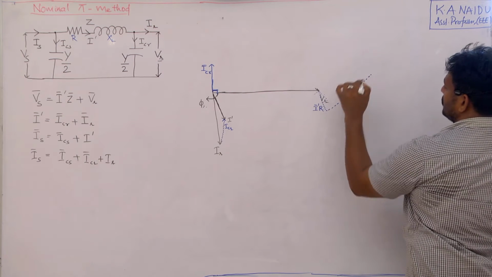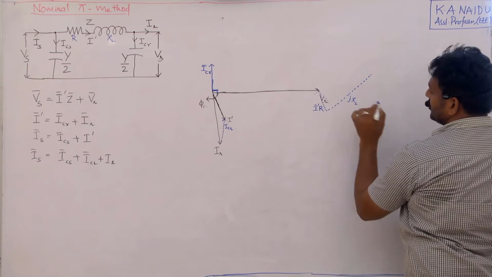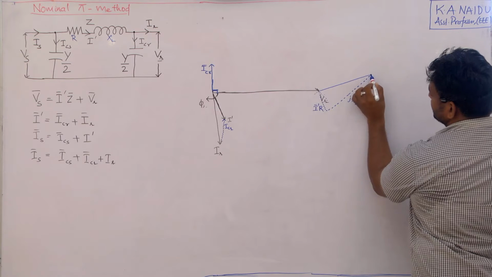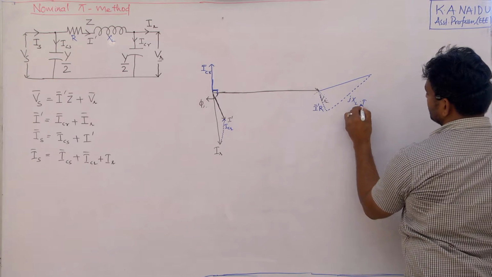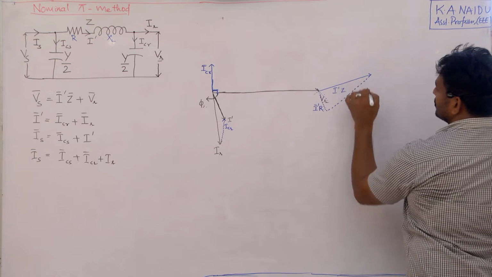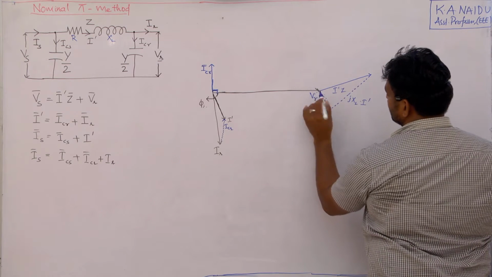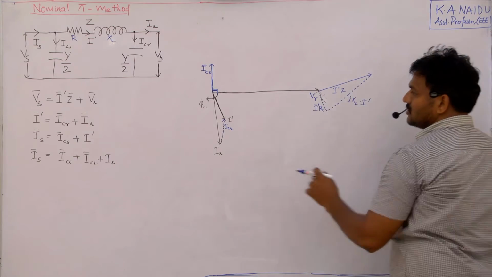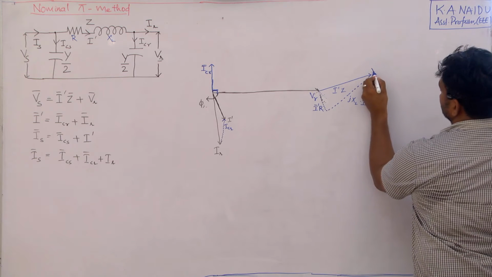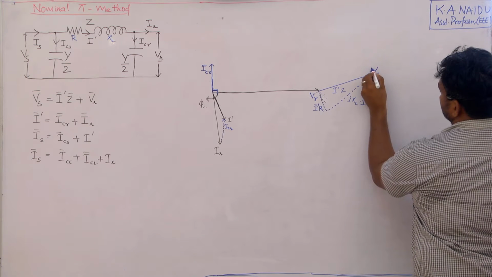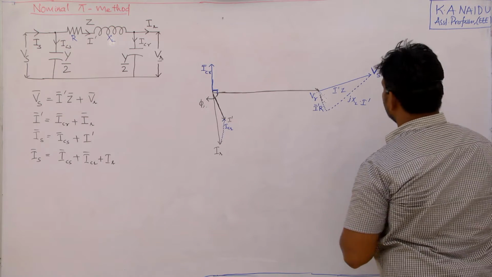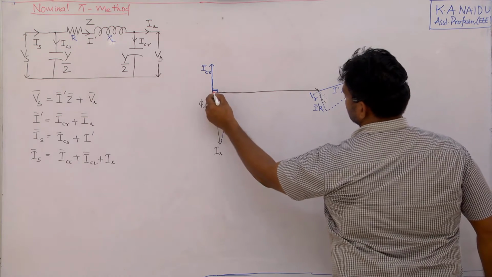So this is jIXL. If you add VR and I dash into Z, so this will be I dash into Z. So VR plus I dash into Z. What is VR plus I dash into Z? It is nothing but Vs. So this is Vs. If you draw a line starting from origin to this point, you will get Vs.